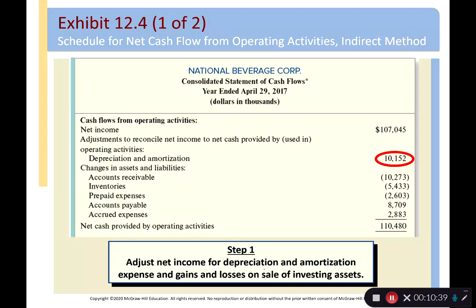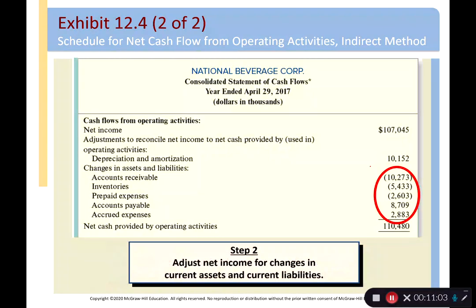So let's look at the National Beverage statement of cash flows. It starts with our net income, and then we add back our non-cash expenses. So start with net income is my step 1. Okay, the book says step 1's adding net income to depreciation. Step 1, start with net income. Step 2, add back your non-cash expenses. That's what's happening there. Then we're going to move on to dealing with our current assets and current liabilities.